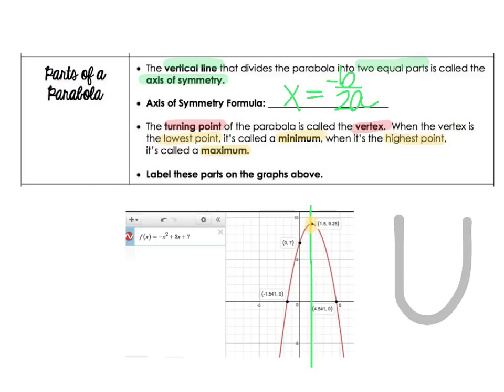If our parabola looked like this, then the bottom would be the vertex, and that would be the minimum. So if our parabola is opening up, if a is positive, we have a minimum. If our quadratic function is pointing down, we have a maximum. And we just labeled the parts on this graph right here; we don't need to do it for the other one. I just want you to be able to see the difference between maximum and minimum, that the turning point is called the vertex, and to identify the axis of symmetry.